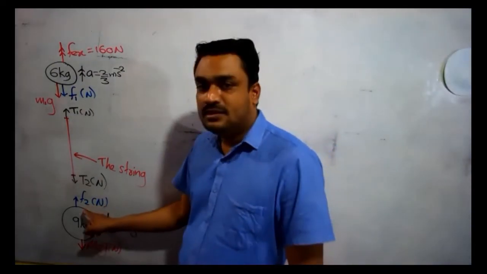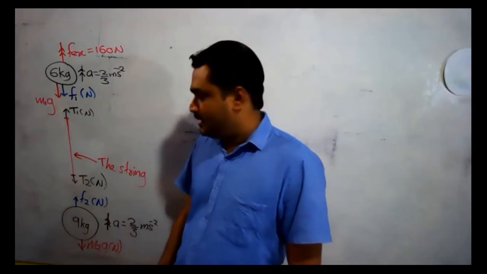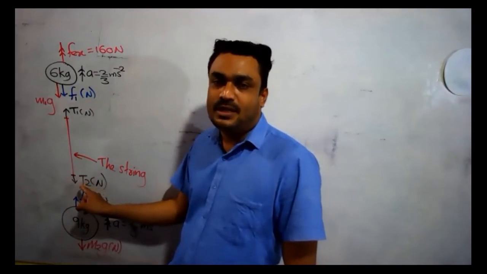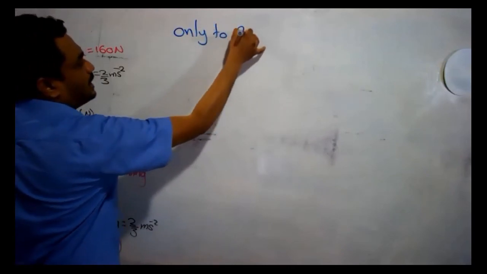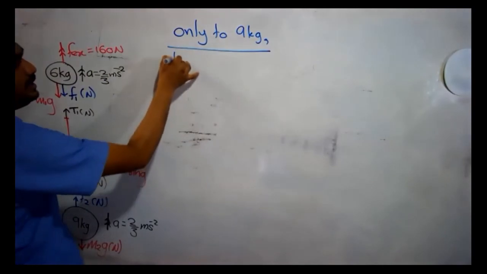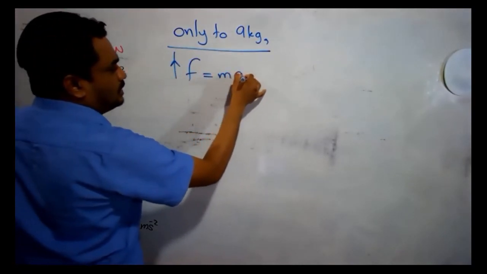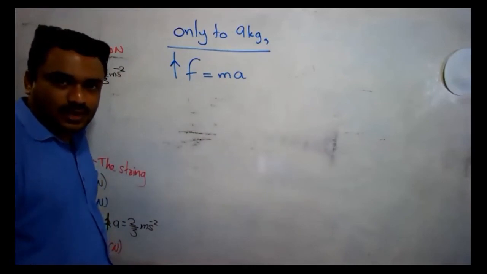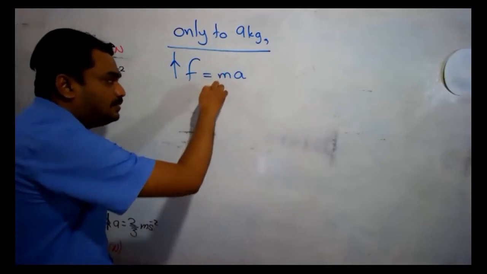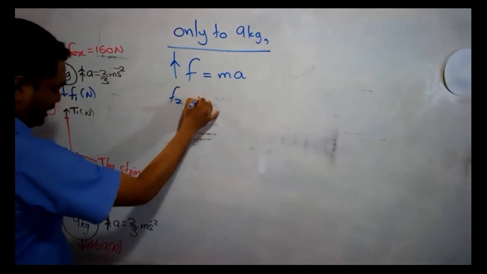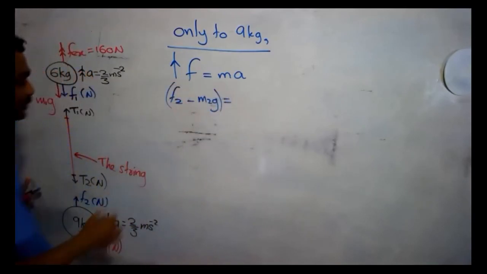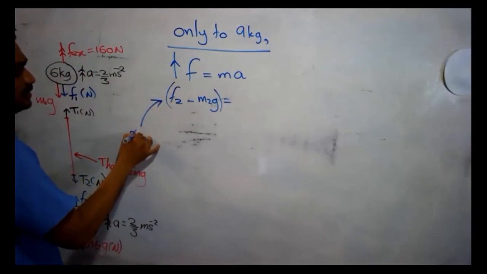We can find F2 by applying F equals ma to the 9 kg object. If we know F2, we know that F2 equals T2, that is Newton's third law of motion. Look at the board. Only to the 9 kg object, vertically upward, I apply the equation F equals ma. The upward force acting on the 9 kg object is F2. The downward force acting on the 9 kg object is M2G Newton. Thus, the total upward force is F2 minus M2G. The total upward force acting on the 9 kg object is said to be the resultant force.